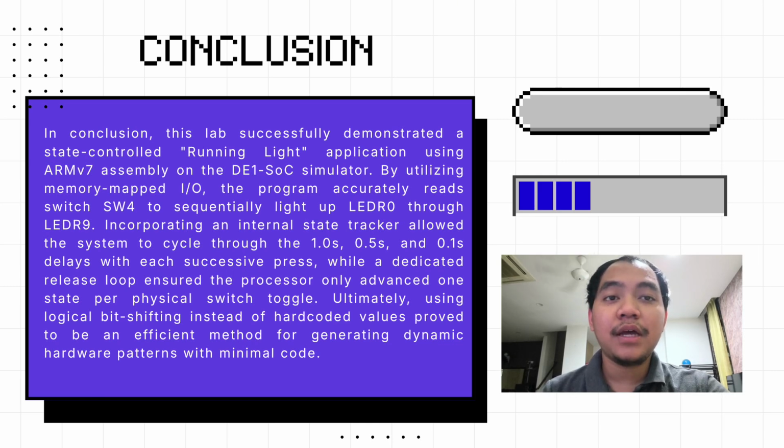And lastly, this program uses logical bit shifting to move the LED pattern. Instead of writing each LED value one by one manually, the program shifts the value to the left. This makes the code shorter, cleaner, and more efficient.